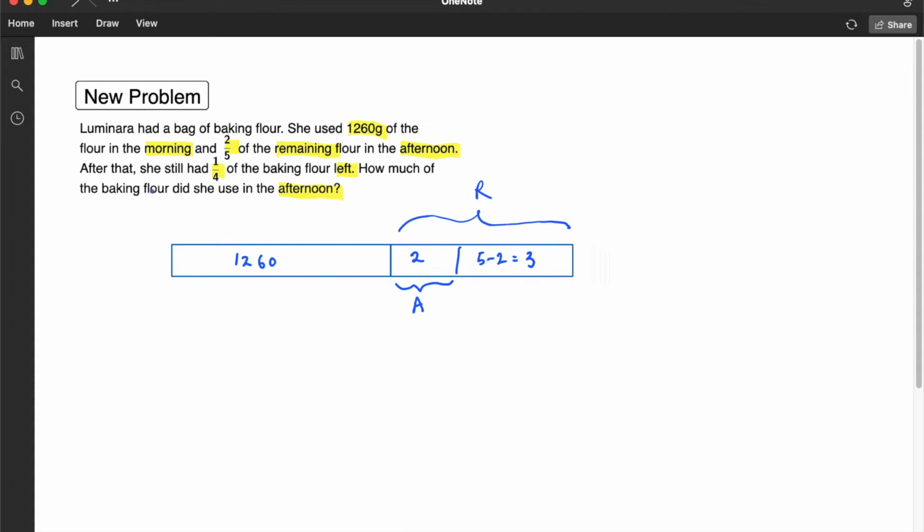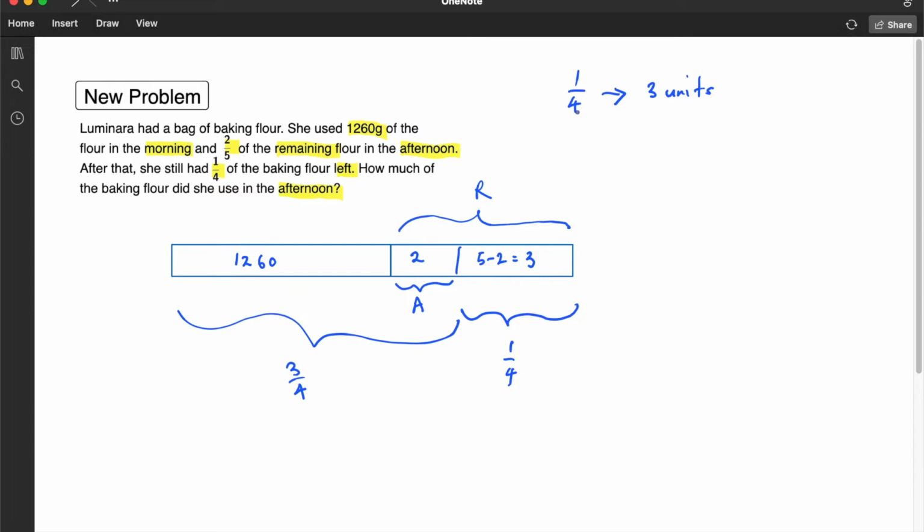Then the question says that the remaining flour is actually 1/4 of the total. So these 3 units is actually 1/4, and of course this part will be 3/4. So let's work on this. We know that 1/4 of the total is equal to 3 units.